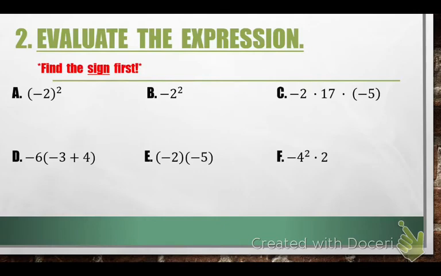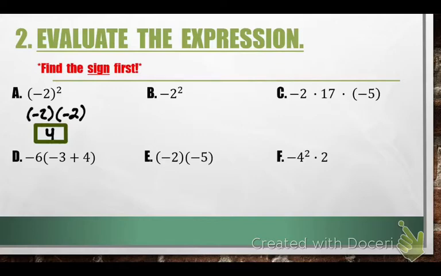When we are evaluating the expression, I want us to find the sign first. Okay? So let's look at this first one. -2 squared. That simply means -2 times -2. Zachary, looking at that, there's two negatives. Is this answer going to be positive or negative? Positive. What's the answer? 4. +4 is correct.